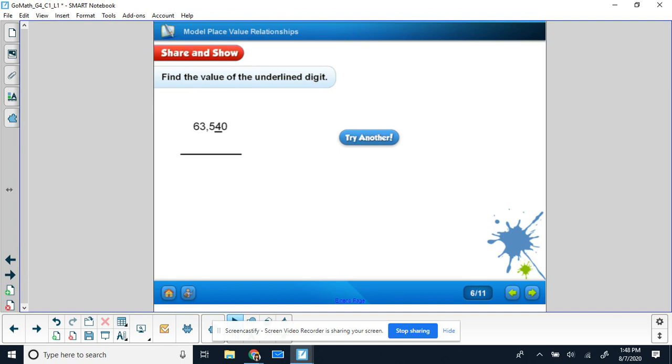Okay, so now, share and show, find the value of the underlined digit. Well, they have the 4 underlined, so we need to find the value of the 4 in 63,540. So I'm going to give you a minute to think about that. Now remember, it would go ones, tens, hundreds, thousands, 10,000s. You can also always use the place value chart on page 6 to help you. So the value of the 4 in this number would be tens.